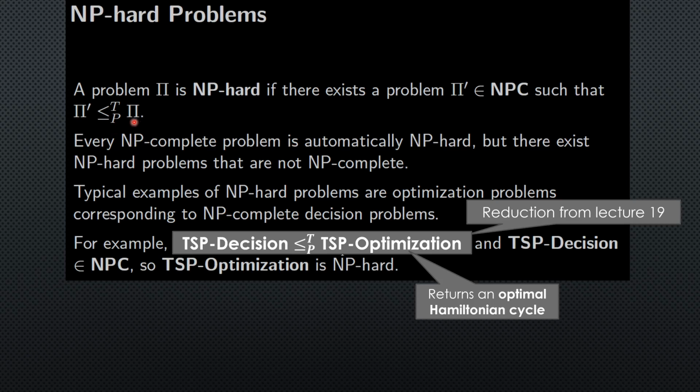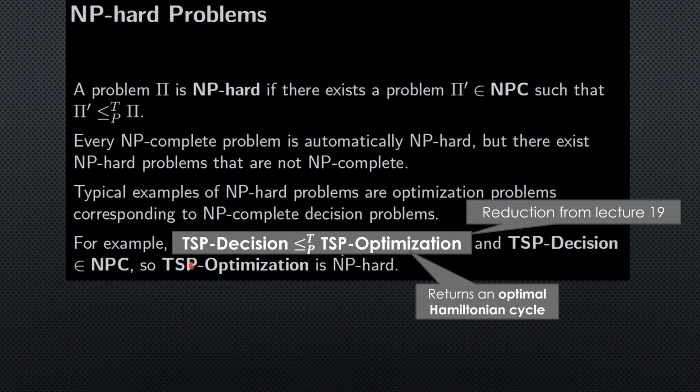So if pi is an NP complete problem, you can reduce all the other NP complete problems to pi, so pi is NP hard. Okay? So NP complete is a subset of NP hard. In fact, it's a strict subset, because there are NP hard problems that are not in NP complete. Typical examples of such problems that are NP hard but not NP complete are optimization problems corresponding to NP complete decision problems. So think about the optimization variants of other problems that we've thought of that have decision variants.